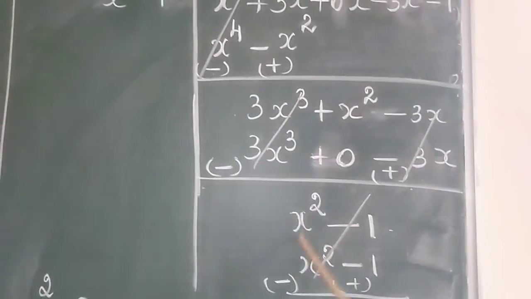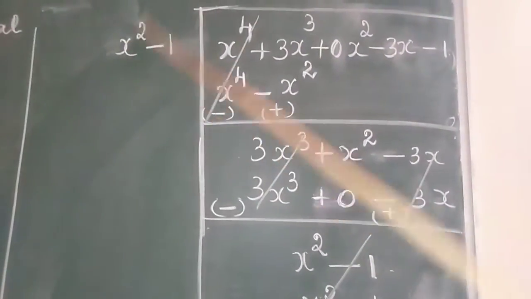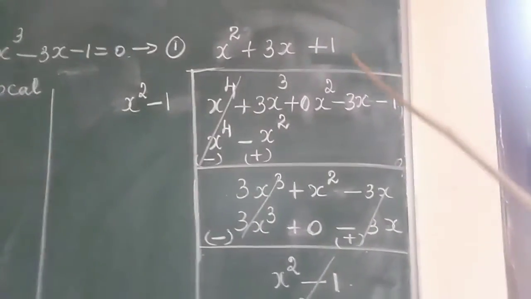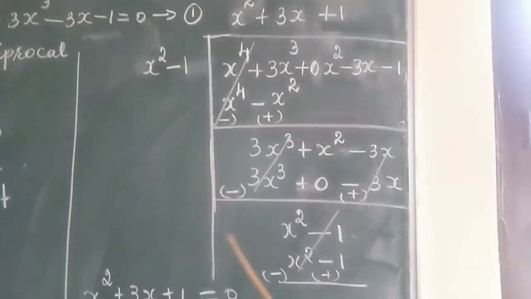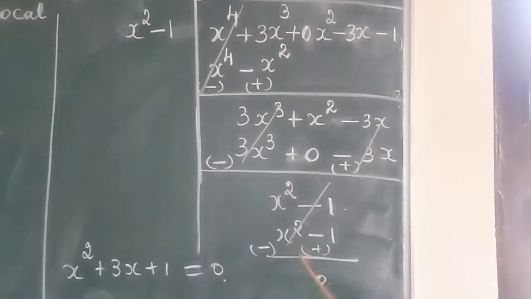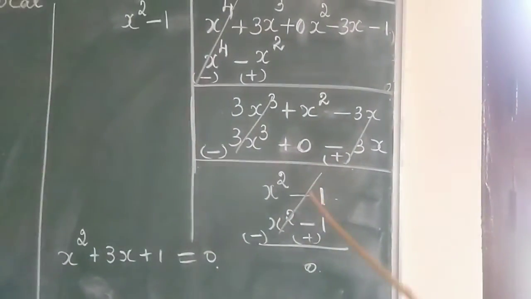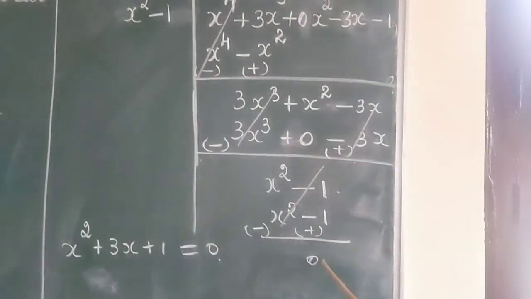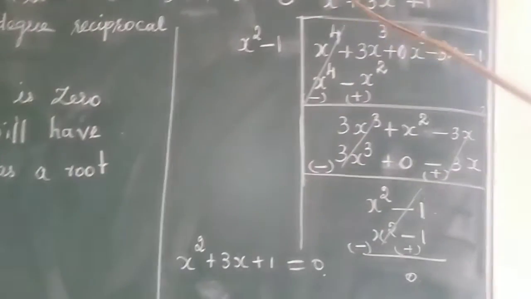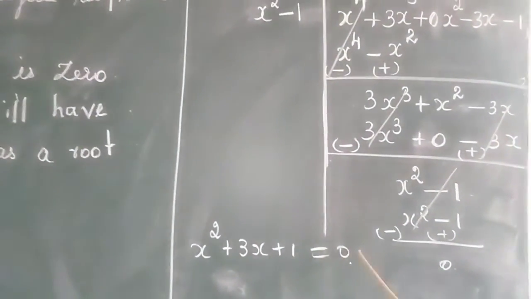Now we want to get x square. In order to get x square we have to multiply by 1. So I wrote plus 1. So plus 1 into x square will become x square, plus 1 into minus 1 will become minus 1. Now we can change this sign, plus will change into minus, minus will change into plus. Now both will be cancelled. The remainder here is 0. Finally, we found the quotient, that is x square plus 3x plus 1 is equal to 0.